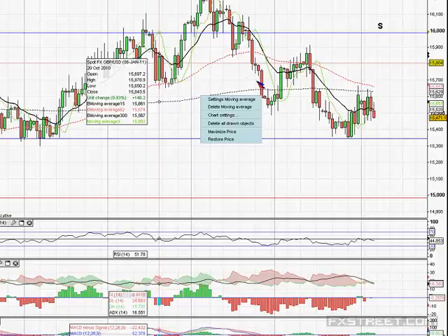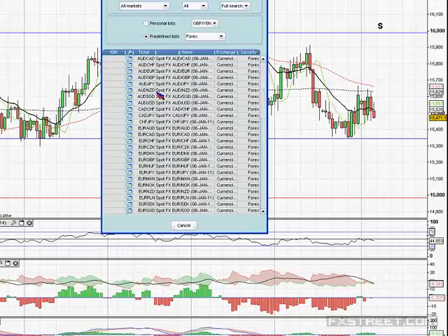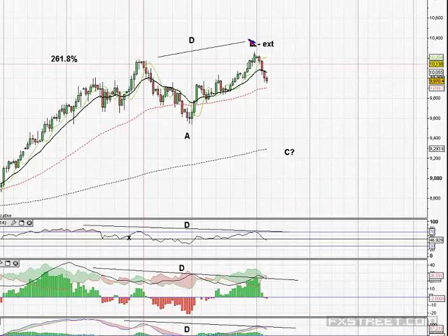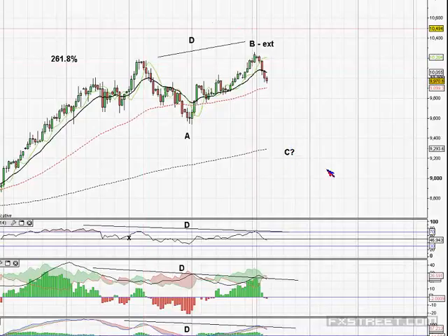The change of security. Talking about Aussie dollar, I think she's topped out now. Okay, I think this is 261.8%. I think this is a B extension. I think she's going to come down in C, but that's not today. Okay, obviously these are dailies.